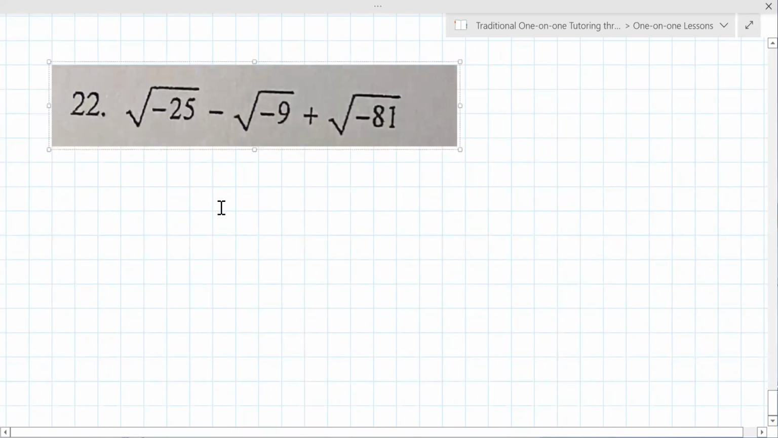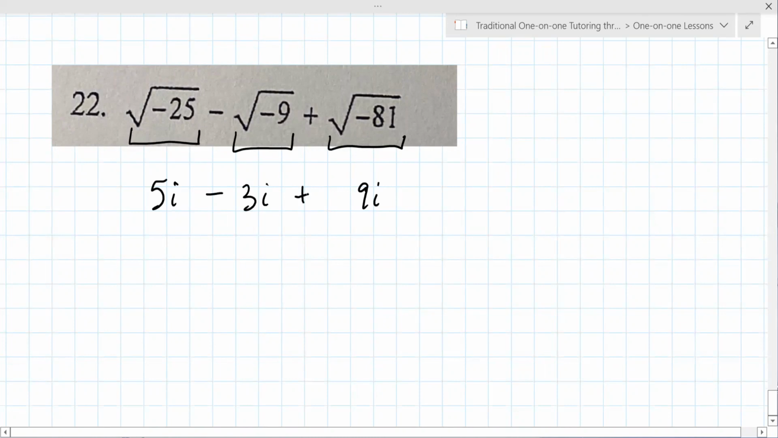So this is like 3 separate problems that we just did where you have to reduce each of these individually. You already told me that's 5i. You already told me that's 9i. This middle one is 3i. And then you just combine them. You just add them as if they were x's or any other variable. So that's 5i minus 3i is 2i plus 9i is 11i, like that.